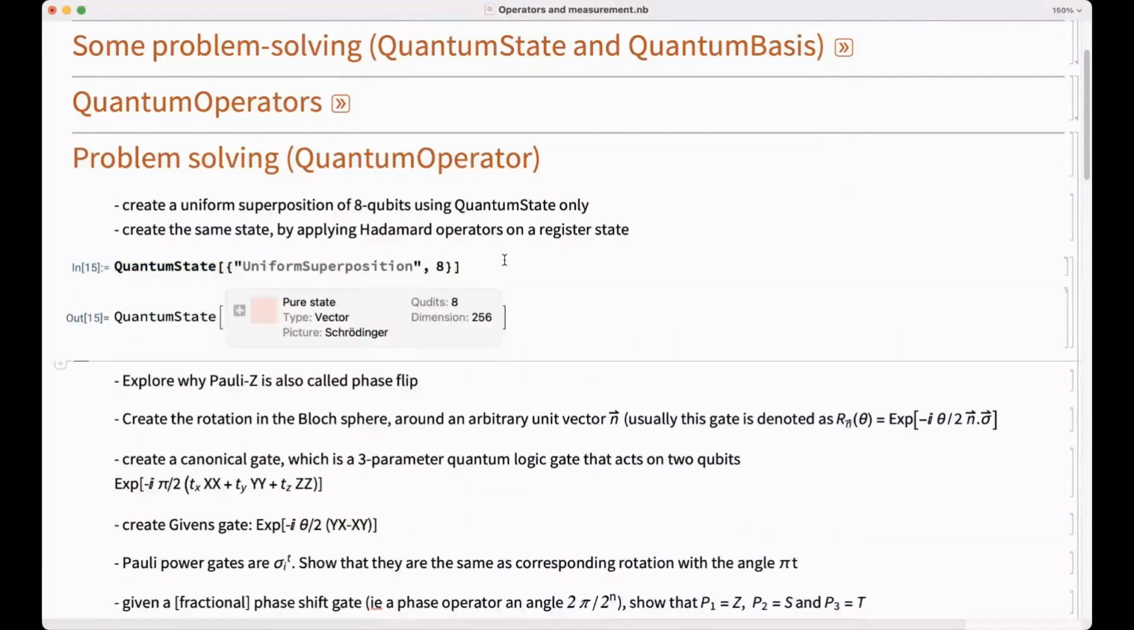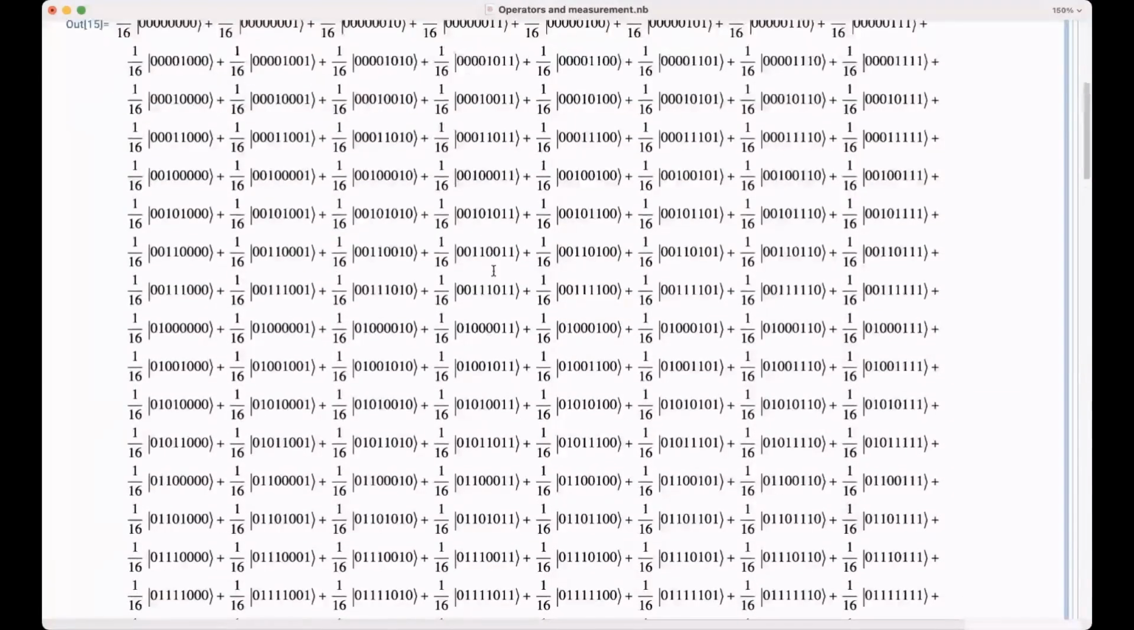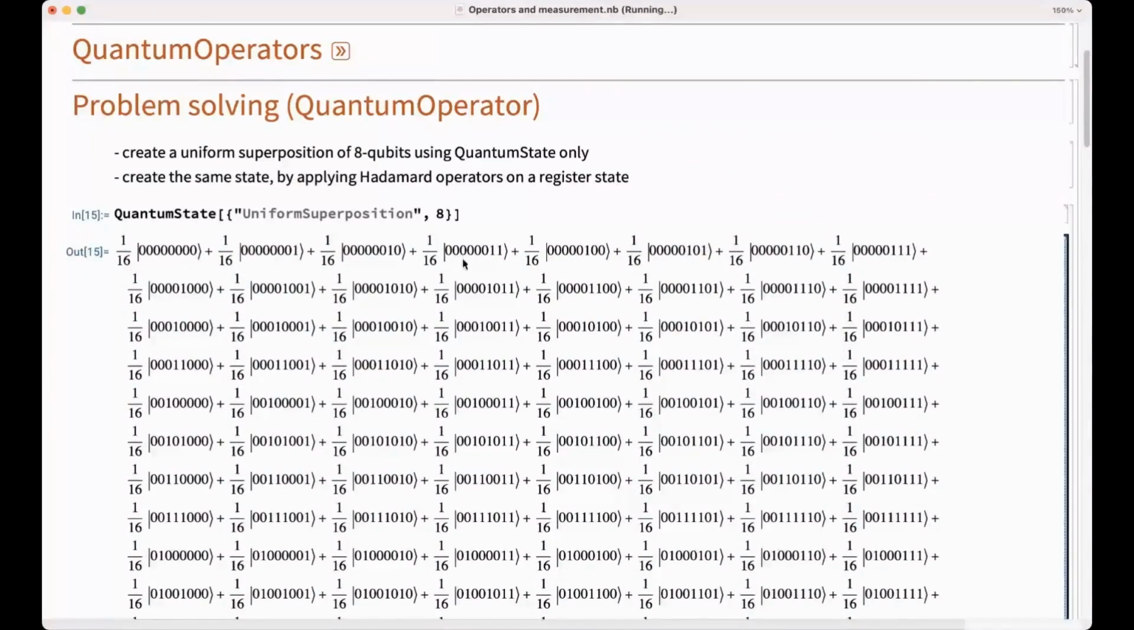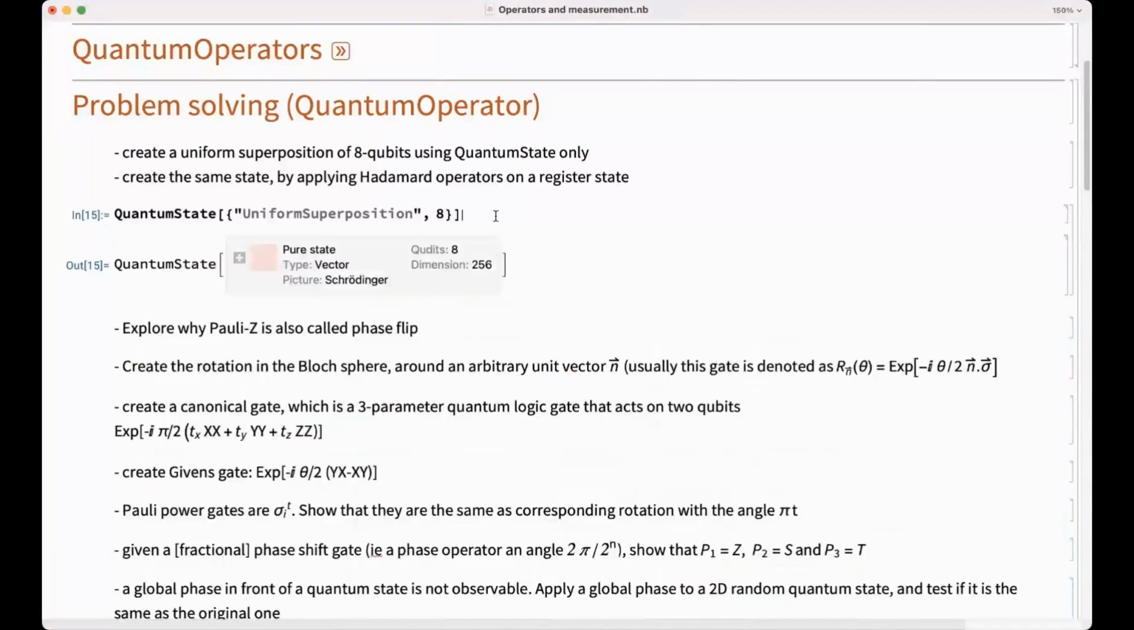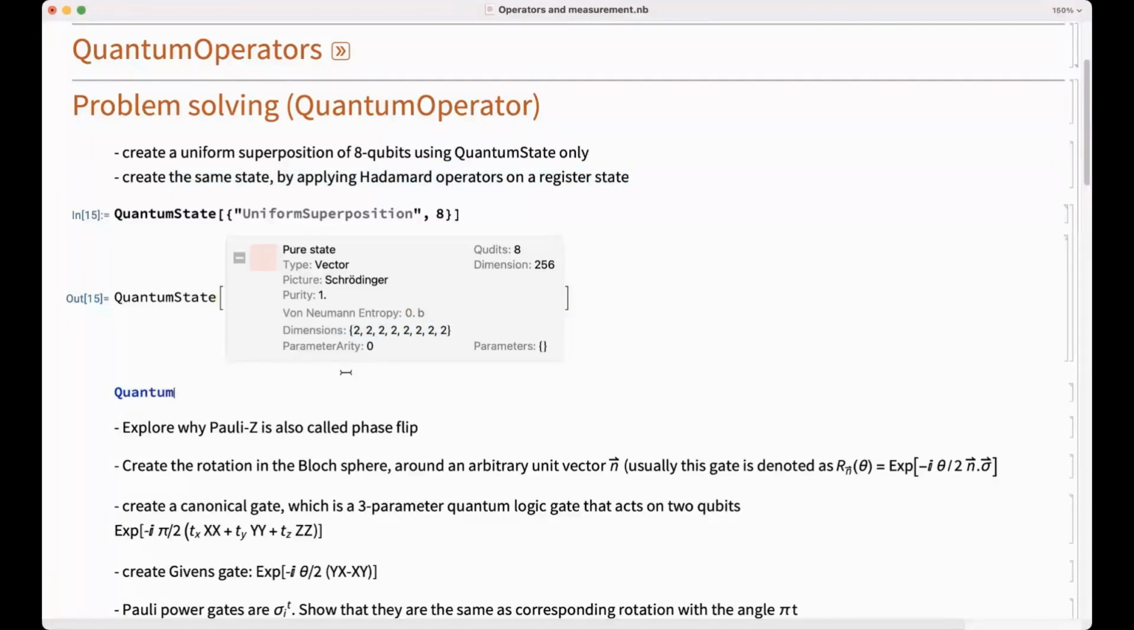The immediate thing that comes to our mind is that this is one of those famous states with a name, which is uniform superposition, and the second argument tells you the number of qubits. When we say qubit, it means that all of them are in two dimensions. Next, let's see how we can create that using the Hadamard operator.